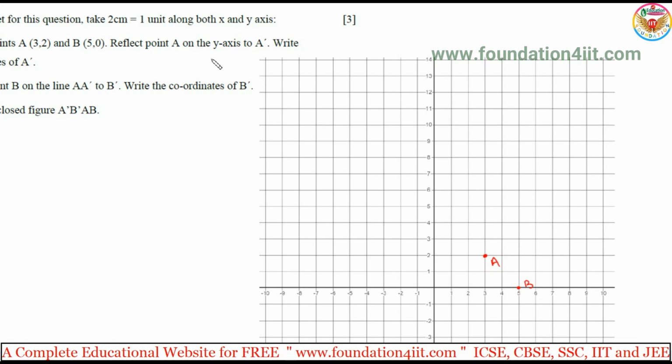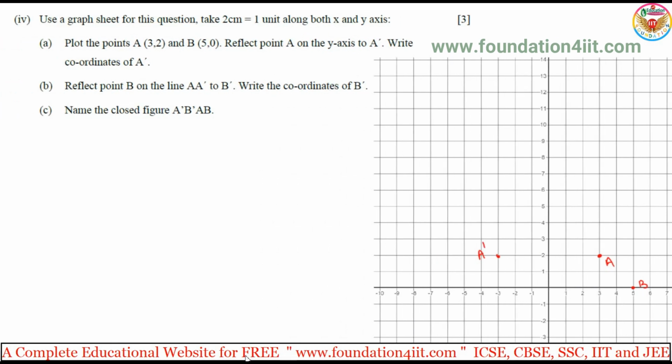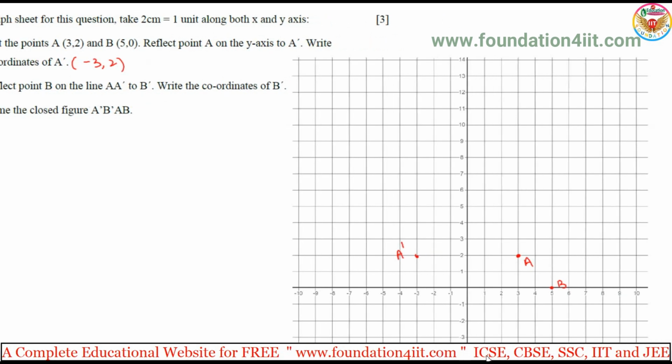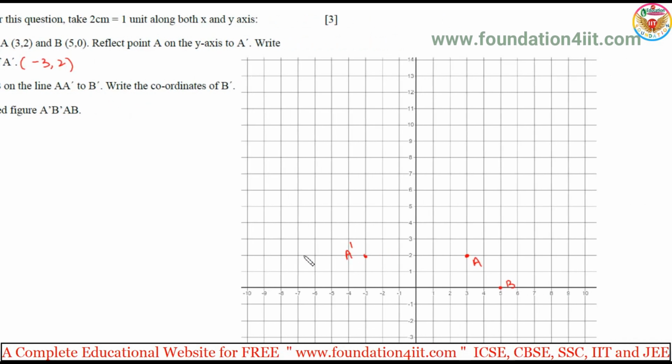Reflect point A on the y axis. Point A, that's A dash. So 3 comma 2 becomes minus 3 comma 2. Reflection on y axis, right? So this is A dash. Write down the coordinates of A dash. So A dash is equal to minus 3 comma 2. Reflect B on the line AA dash. So A dash is this. For this line, B reflection. Let us imagine this is the line. For this B reflection, it must be here. There is B dash.